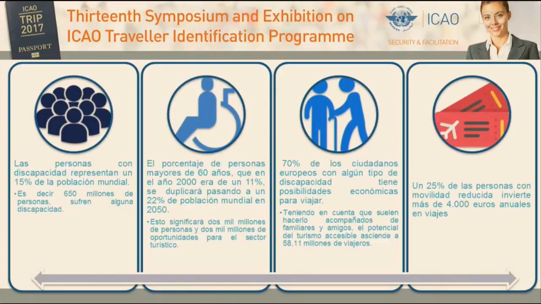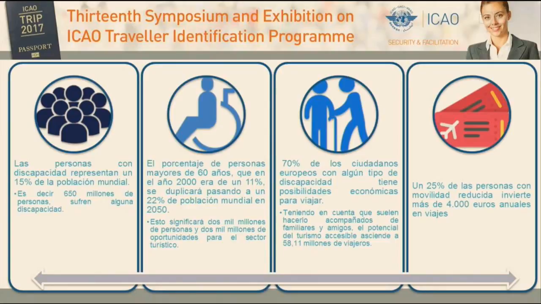70% of European citizens with some type of disability have the economic means to travel. Taking into account the fact that they tend to travel together with family members and friends, then this brings us to 58.11 million travelers. And 25% of people with reduced mobility invest more than 4,000 euros on an annual basis in travel. I'm giving you these data because obviously in the Dominican Republic we can't eat this cake alone. That's why we want to share all of this with you this afternoon.